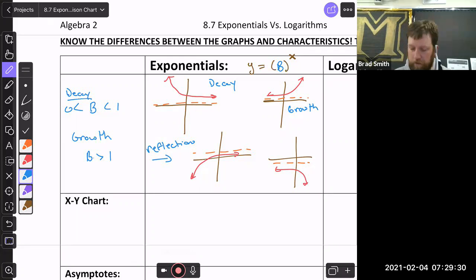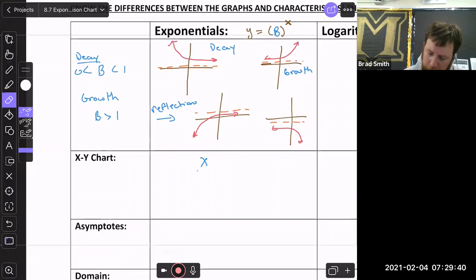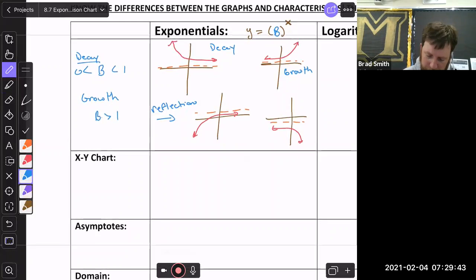All right. We'll go through all the exponents first, and then we'll go over to logs, and you can see it side by side. So in my xy chart, what we're going to use to graph in our xy chart, if something doesn't make sense, please let me know.